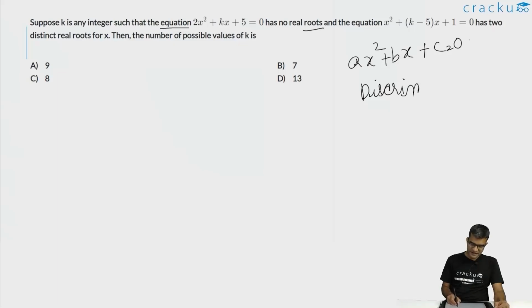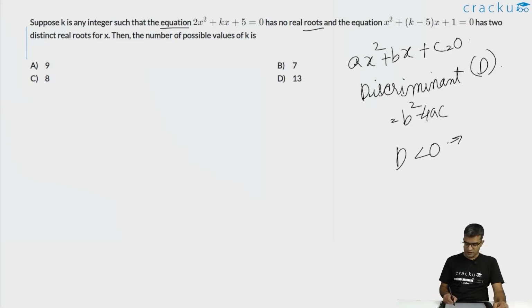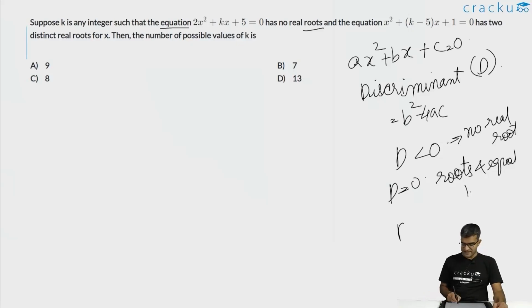The discriminant d is equal to b² − 4ac. So if d is less than 0, this will have no real roots. If d is equal to 0, then the roots will be real and equal, or essentially it will have one real root. If d is greater than 0, it will have two distinct real roots.